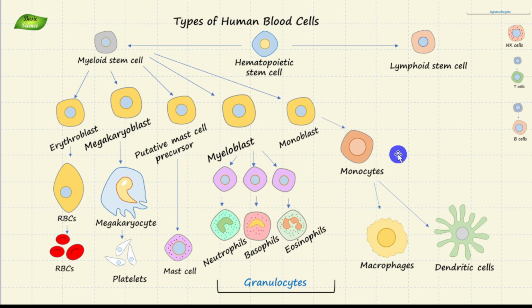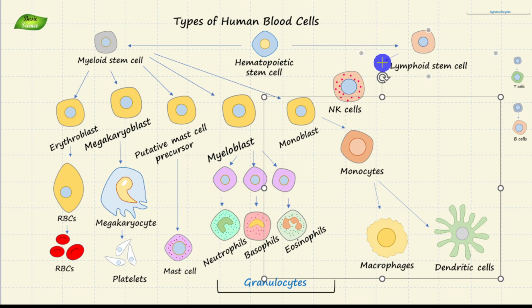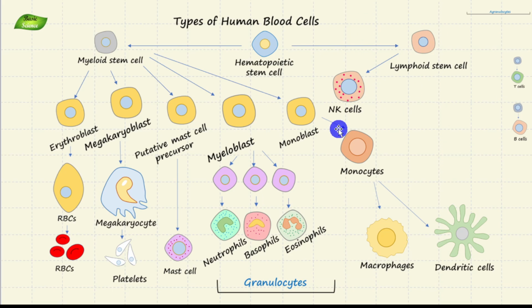And what are the other granulocytes? We have T cells and B cells. Before that, let's move on to the NK cells. So from lymphoid stem cells, the first cell that we are going to discuss over here, which is coming from the lymphoid stem cell, is the natural killer cell. Natural killer cells, as we already know, have the ability to kill the cells.